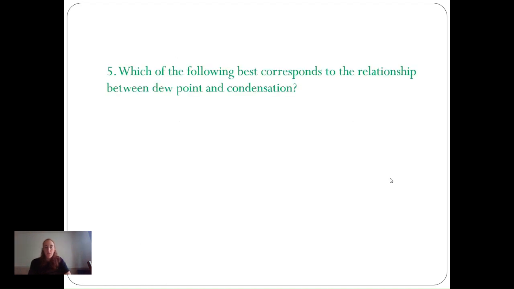All right, so question 5 on your quiz. Which of the following best corresponds to the relationship between dew point and condensation?